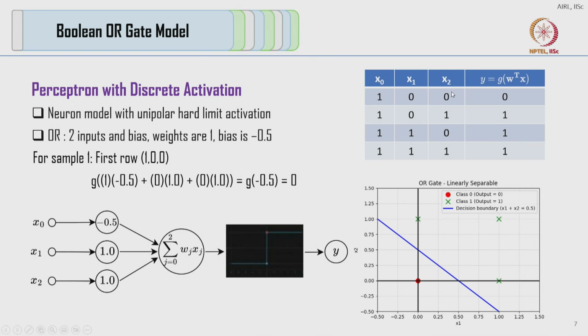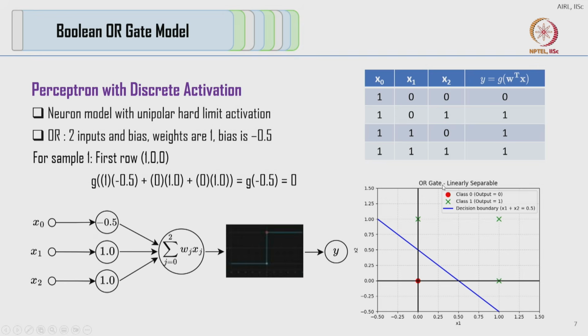Let us look at the first sample, 1 0 0. When x1 and x2 are 0, you have 1 in x naught, so minus 0.5. Anything less than 0 is 0, and that is your output. If you look at the second row, 1 0 1, x naught is 1, which means minus 0.5, x1 is 0, so 1 into 0 is 0, x2 is 1, so 1 into 1 is 1. 1 minus 0.5 is plus 0.5, and anything greater than 0 is 1, so the output is 1.